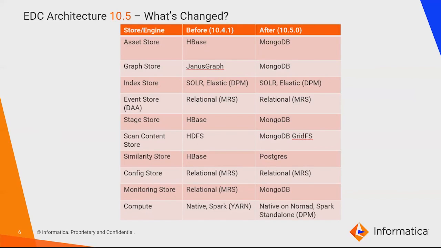So all of that has changed, and as you can see, the main component right now in 10.5 will be MongoDB. MongoDB will be used as our storage layer, both the graph database as well as the GridFS for file storage. In parallel with MongoDB, we will always also use Nomad. Nomad will be used for the computational engine and our scanning engine instead of Spark on YARN.